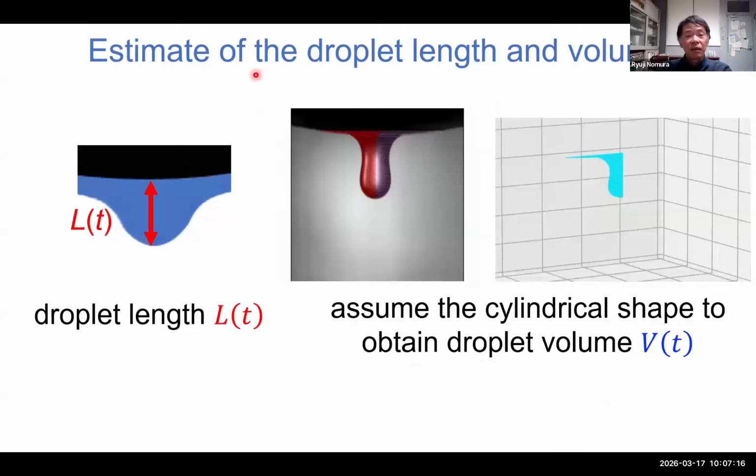Let me explain what we measured. We measured the length of this droplet. We also measured the volume of this droplet. Since we observe the droplet only from one side, I assume a cylindrical shape to estimate this volume. So we measure the length of the droplet and also the volume of the droplet as a function of time.